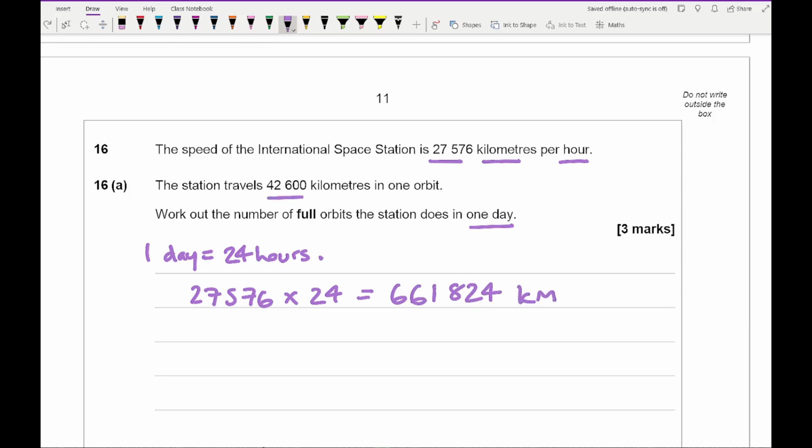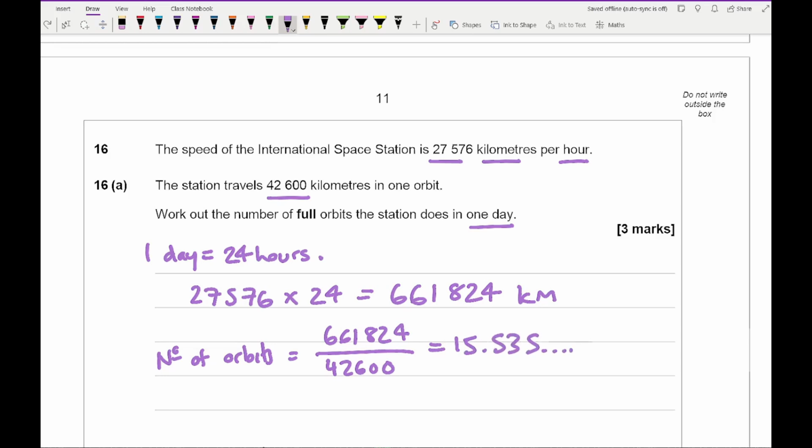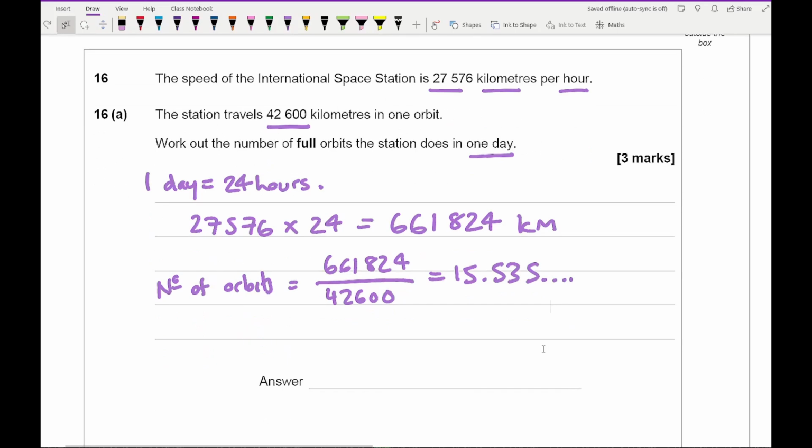So now the number of orbits is going to be 661,824 divided by 42,600. And if I type that into my calculator, I get an answer of 15.535 and a long decimal number there. Now the question is asking to work out how many full orbits there are, so we need to round this number down. So the answer is 15.